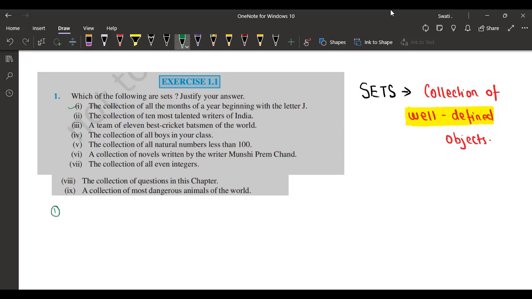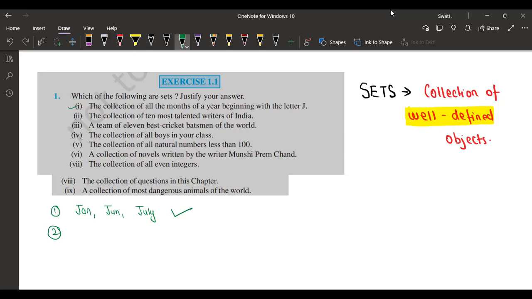Talking about the first one, the collection of all the months of a year beginning with the letter J. Can you answer this question? Yes, we can. The answer is January. Please write it down completely; I'm just writing it here in short. January, then we have June, then we have July, and that is it. We have 3 months whose names start with J. So that is why it is a set. You can also say that this collection is well-defined. That is why it is a set.